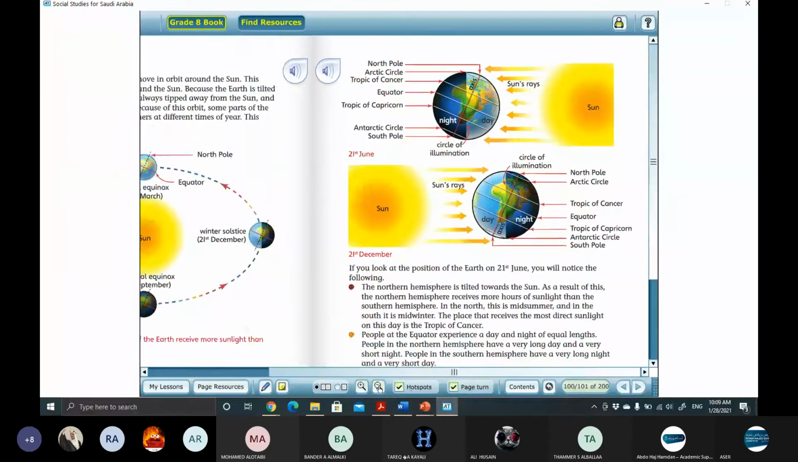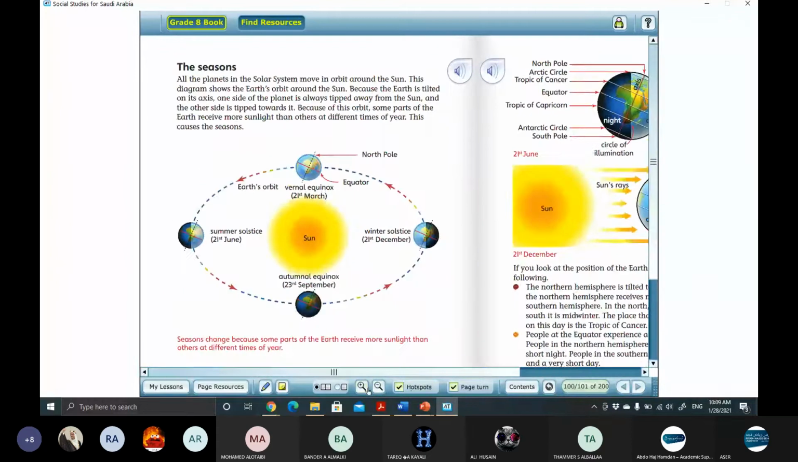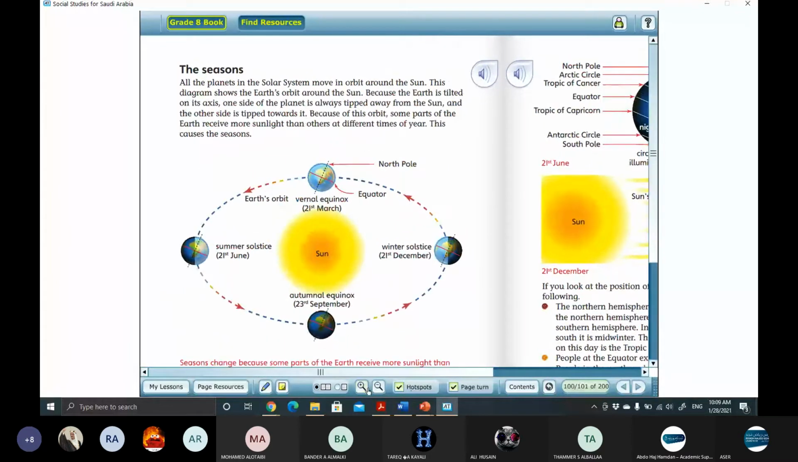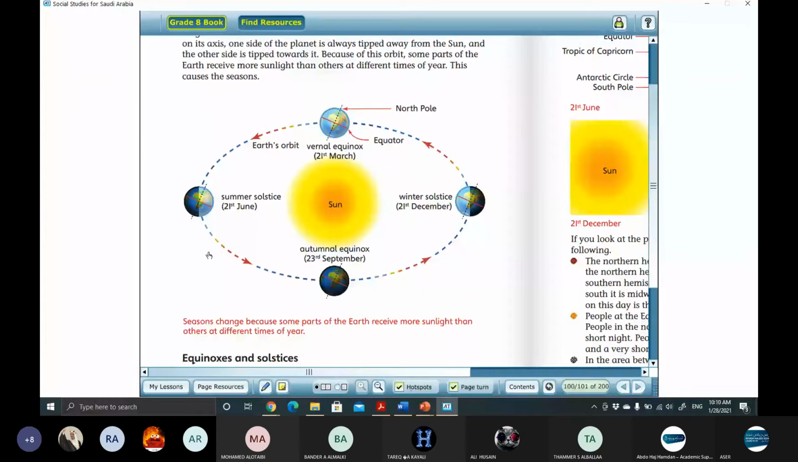Okay, so once again, guys, we were speaking about the seasons and how the seasons are different from one place on our planet Earth regarding two things. The first thing is the orbit of our planet Earth itself around the sun. As you can see in this diagram, the orbit itself is an oval one, not a circular one. This is very important. The orbit is oval.